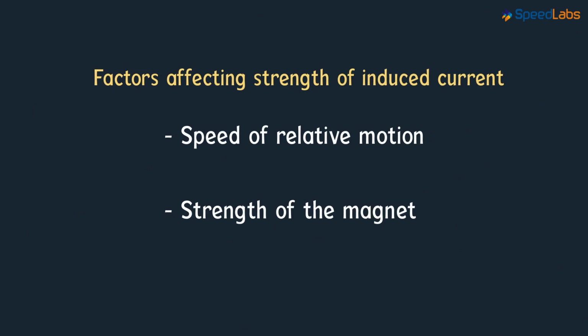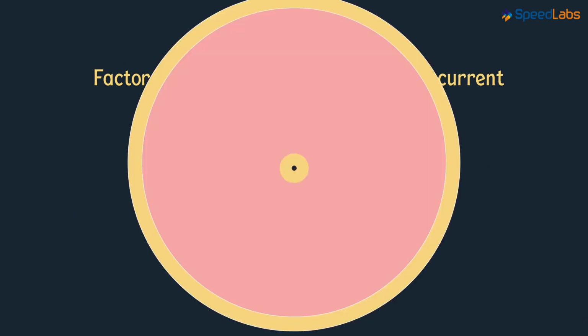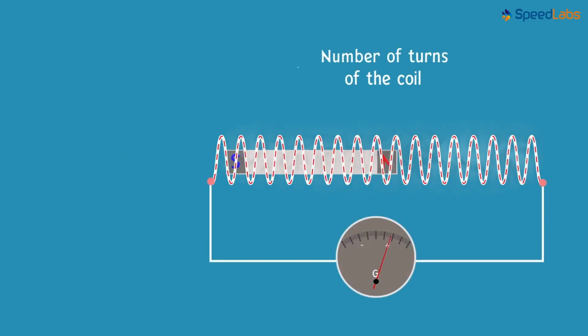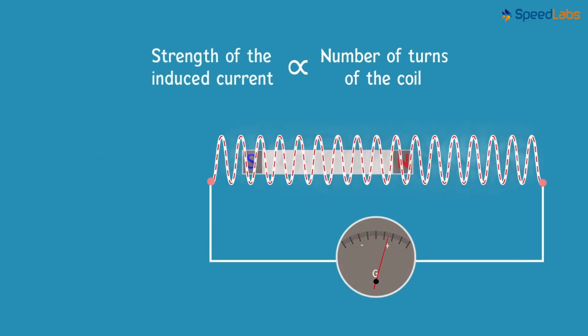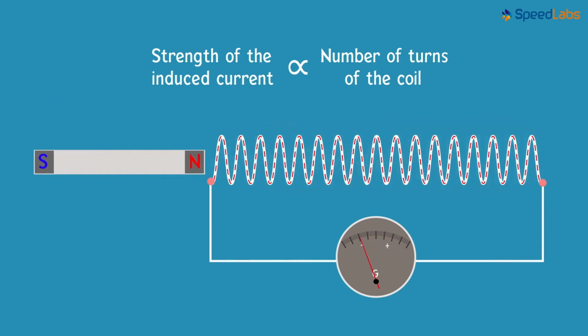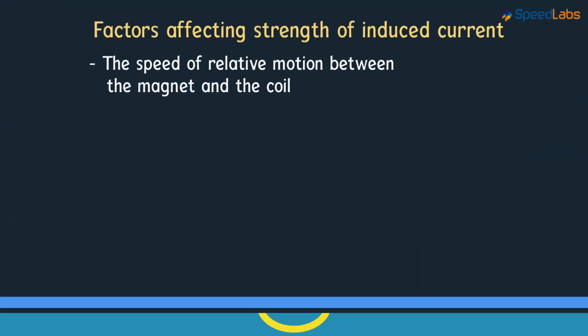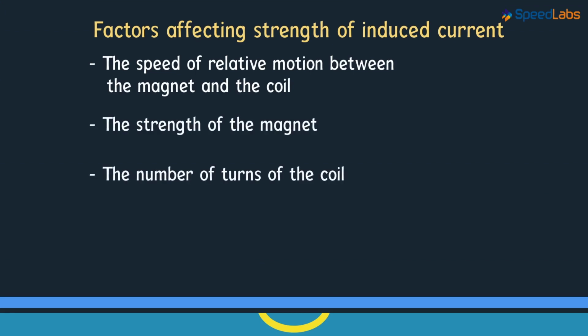Is there any other factor which affects the strength of the induced current? Yes, if we increase the number of turns of the coil, then the strength of the induced current will be more. So what can we conclude? We can conclude that the factors on which the strength of induced current depends are the speed of relative motion between the magnet and the coil, the strength of the magnet, and the number of turns of the coil.